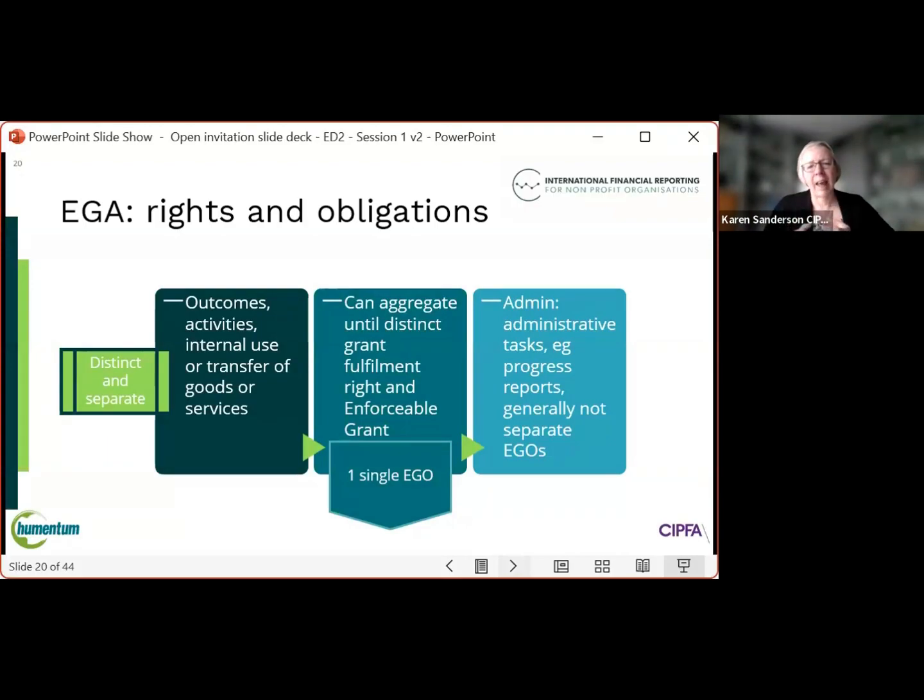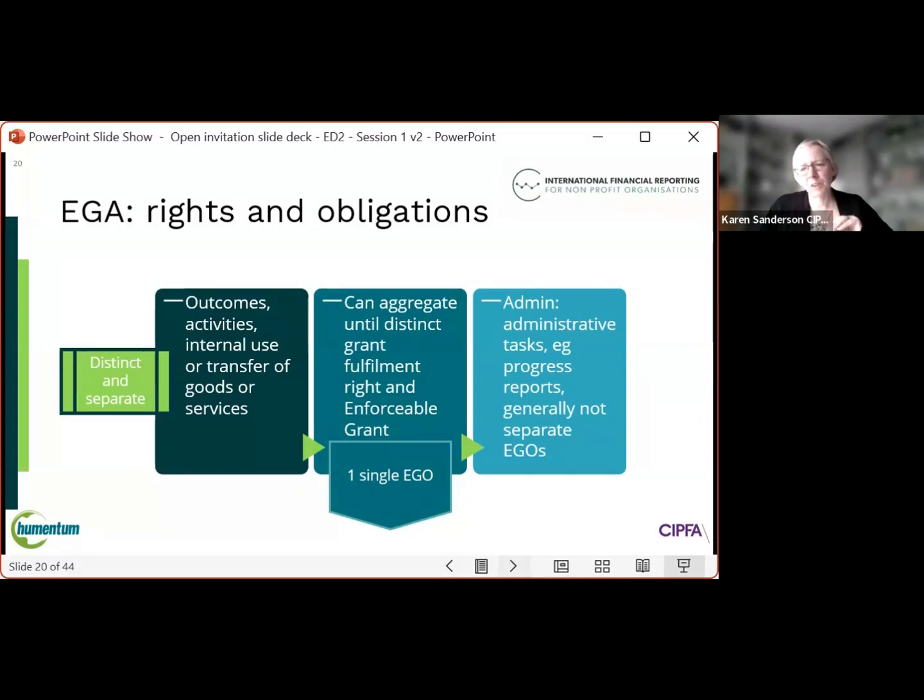So in looking at the rights and obligations, sometimes that will be very easy to identify. Sometimes there will be interdependent activities taking place. The guidance allows for those to be aggregated until such time as you have a single distinct grant fulfillment right and grant obligation. So that can then form a single enforceable grant obligation. The important thing in there is that it has to be distinct and separate so that, as I said before, progress can be measured and monitored.